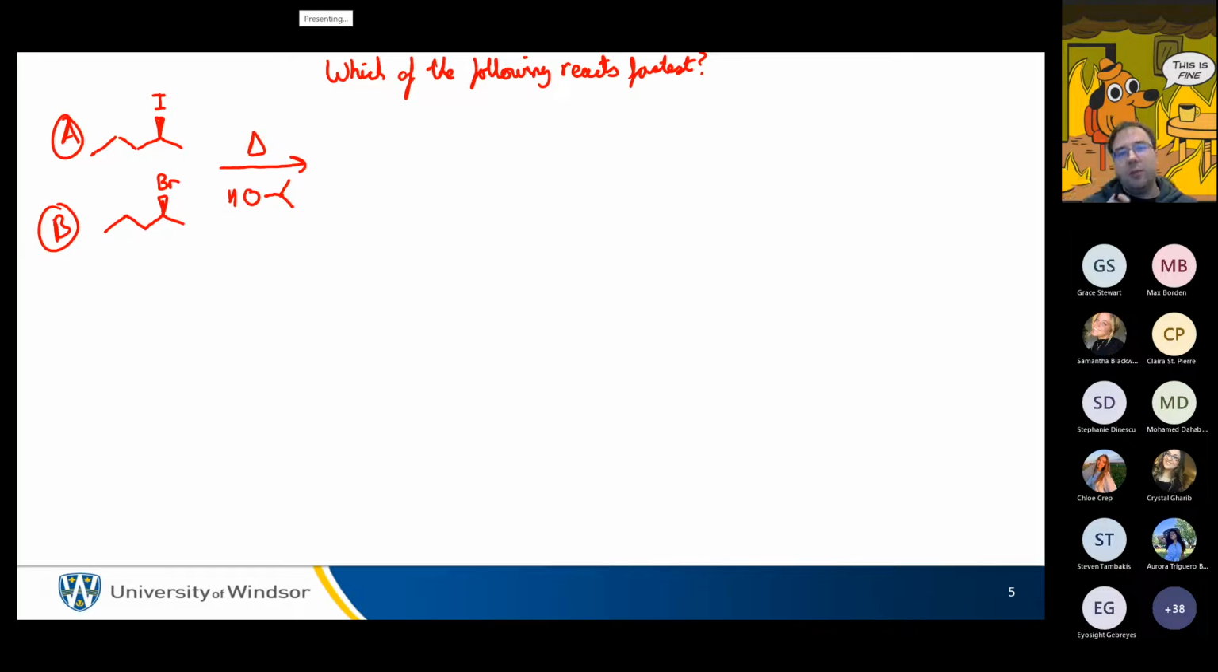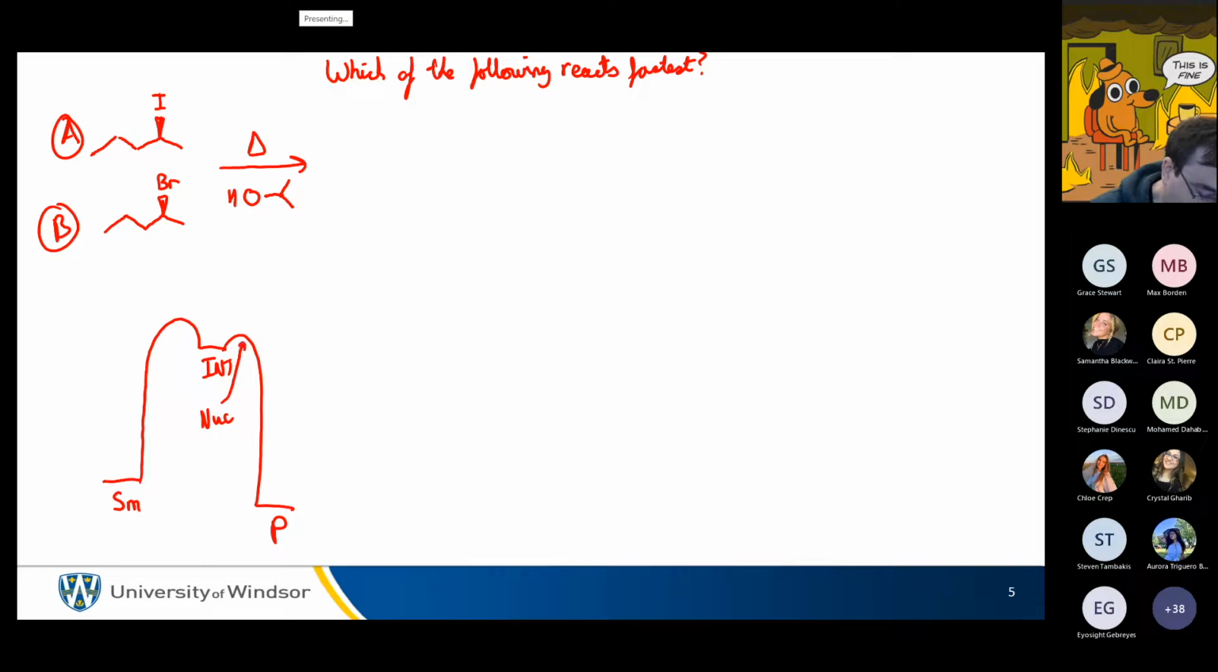So what's important in the SN1, because remember, in SN1 it's starting material, intermediate, product, and your nucleophile comes in here. But at this point, this is the activation energy. This is the rate determining step. The nucleophile is not in the rate determining step, so the nucleophile does not determine how fast the reaction goes. What matters is how good is the leaving group and how good is the carbocation you are making.